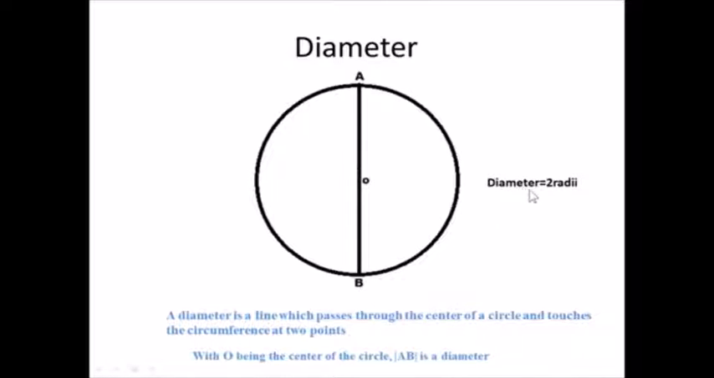A diameter gives us 2 radii. From the radius, you can get the diameter by multiplying the radius by 2. And from the diameter, you can get the radius by dividing the diameter by 2. You can see on the screen now, line AB is a diameter.